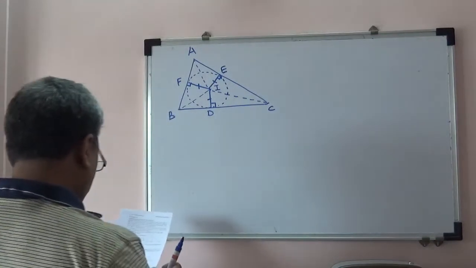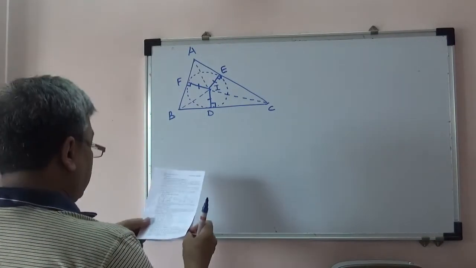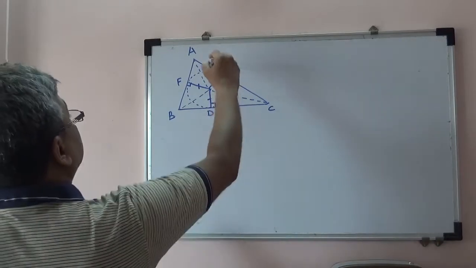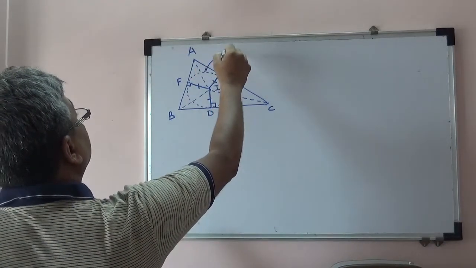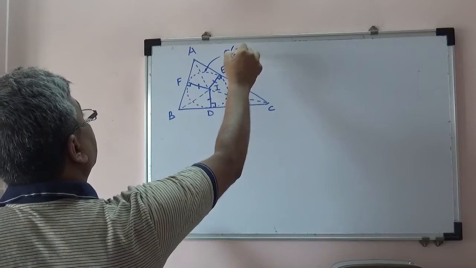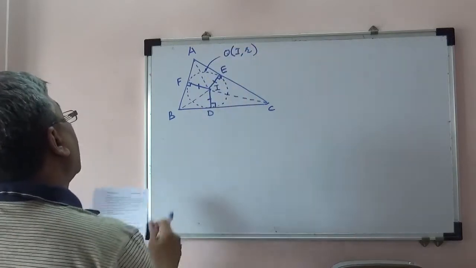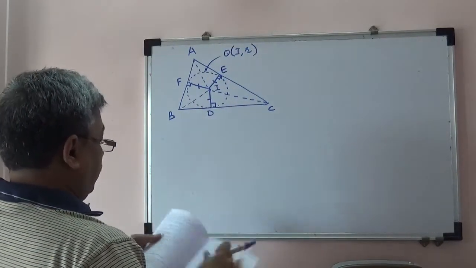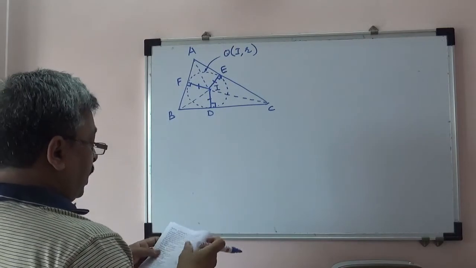Okay, now the radius of this in circle will be smaller. So this circle which we have drawn is with center I and radius R, which is denoted by small letter R.